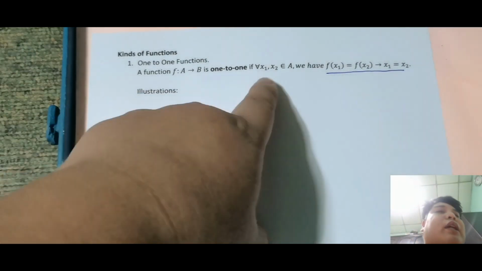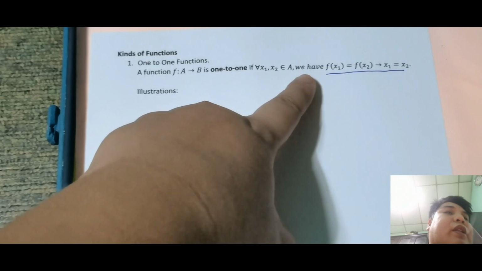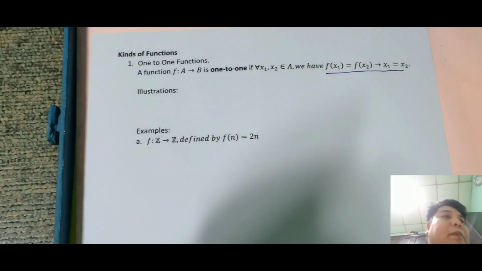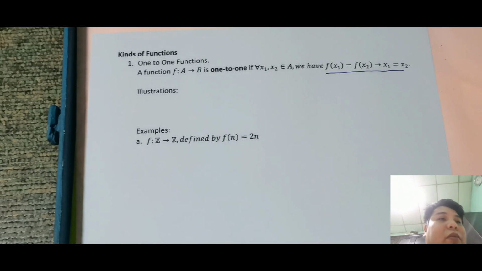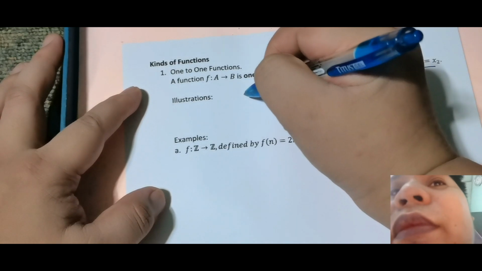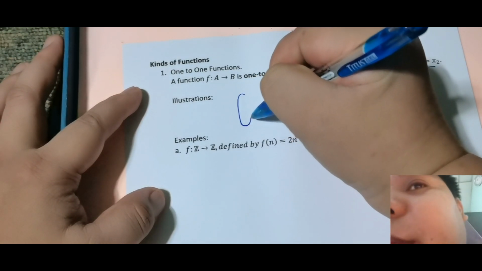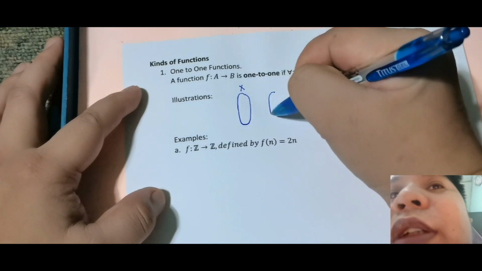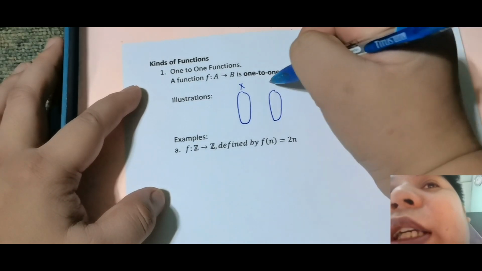Tandaan yung kanyang condition na yan. Ulit, for all x sub 1, x sub 2 element of A, dapat yung f of x sub 1 equal sa f of x sub 2. Pag inassume ko yun, dapat yung x sub 1 equal sa x sub 2. Ganun yung mangyari. For the meantime, lagyan natin ng illustration. Consider this example, consider this function f. Let's say ito yung ating domain, capital X. Then, this is domain Y.